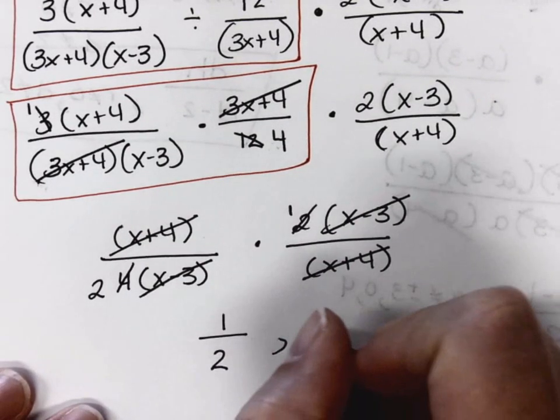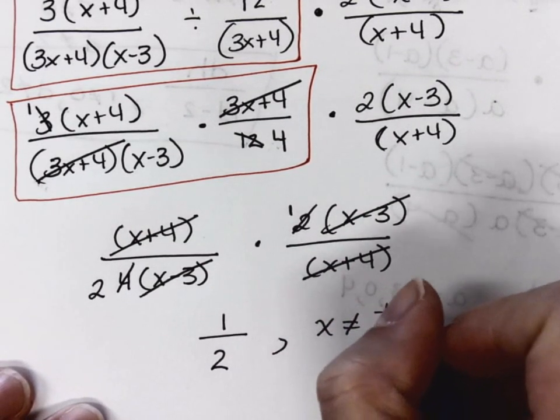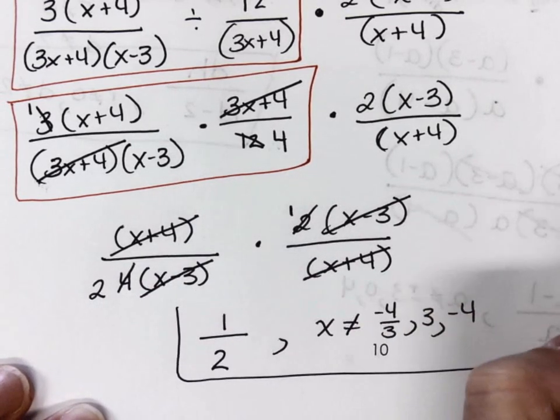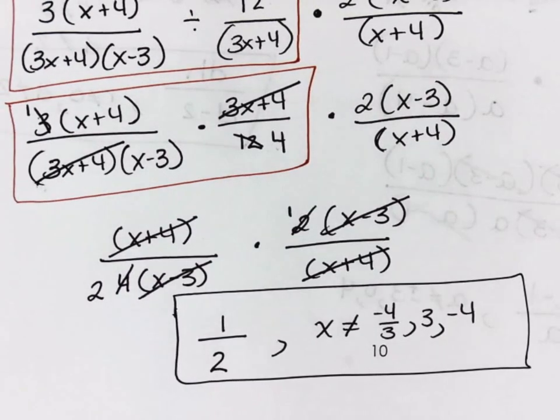And we state that x cannot equal negative 4 over 3, 3, and 4, and you're like, but there's no x's, and that is a true statement. Interesting. Feel smarter.